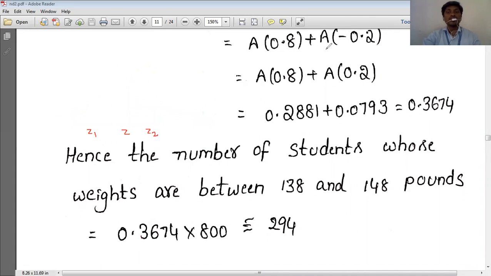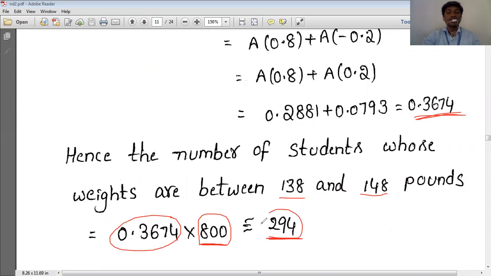Now we require the number of students, so for that we multiply with 800. Why? Because we require the number of students out of 800 whose weights are between 138 and 148. So 800 into how much we got here? 0.3674. So 800 into 0.3674, and we got approximately 294 students. Out of 800, 294 male students have weights between 138 and 148 pounds.